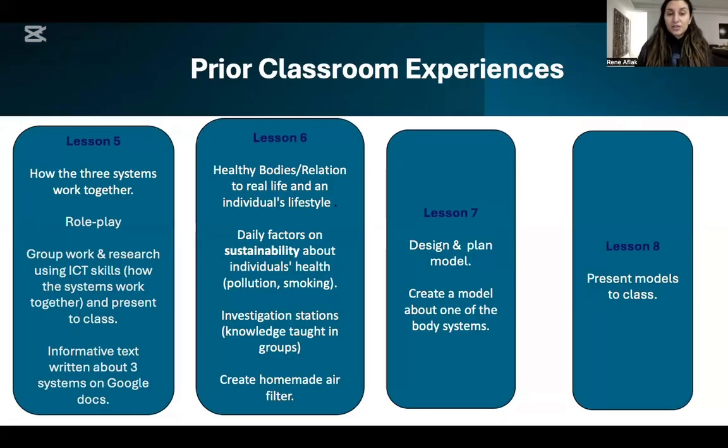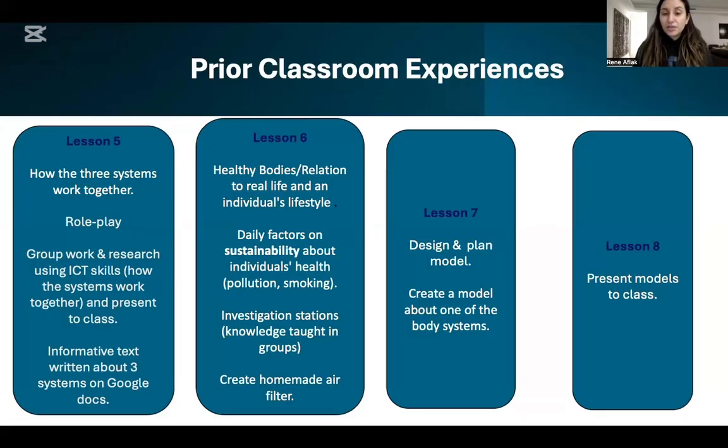Lesson 6 focuses on healthy bodies' relation to real life and an individual's lifestyle. Daily factors on sustainability about individuals' health and sustaining this health through minimizing pollution and smoking. Investigation stations were used to develop knowledge taught in groups and develop knowledge about sustaining a healthy respiratory system. Also, a model was created about a homemade air filter.